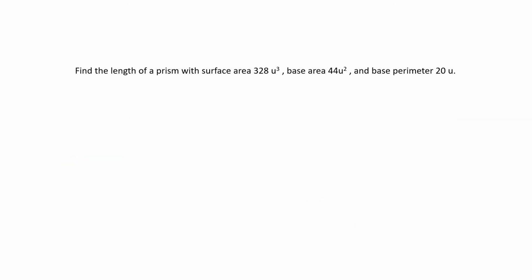Pretty simple. This one we need to rearrange our formula. Find the length of a prism with surface area 328 units squared, base area 44 units squared, and base perimeter 20 units. So we'll fill out what we have. 2 times, and we have the base area, which we normally put here. 2 times 44 plus, and we don't have the length. We have the perimeter, 20, but we do not have the length.